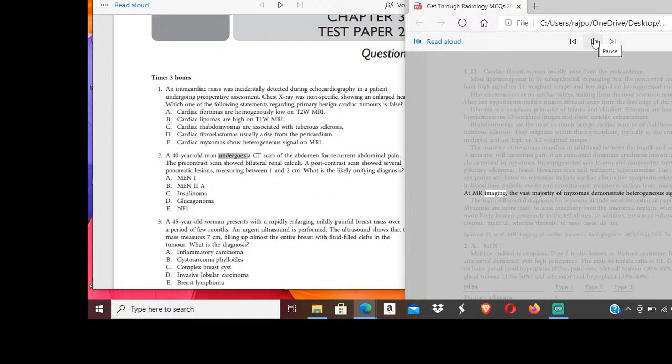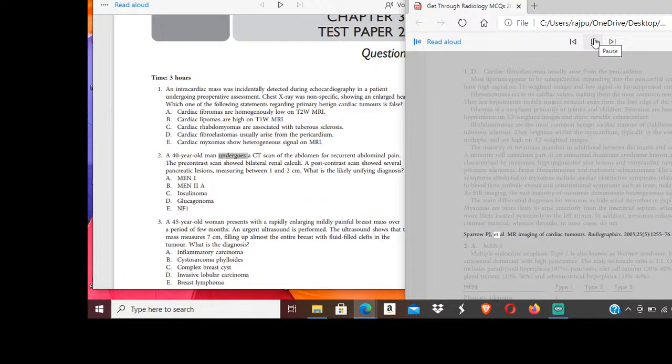At MR imaging, the vast majority of myxomas demonstrate heterogeneous signal intensity. The main differential diagnoses for myxoma include atrial thrombus or papillary fibroelastoma. Myxomas are more likely to arise anteriorly from the interatrial septum, whereas thrombus is more likely located posteriorly in the left atrium. In addition, myxomas enhance with gadolinium contrast material, whereas thrombi, in most cases, do not.